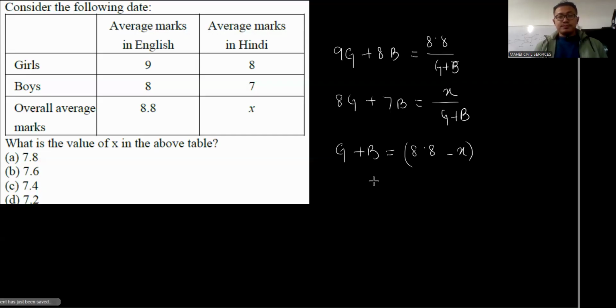So, we have the 9 girls and 8 boys. The overall marks are 8.8. Then, what is the value of x in the above table? Okay, not an issue. So, 8 girls in Hindi and 7 marks, average marks.